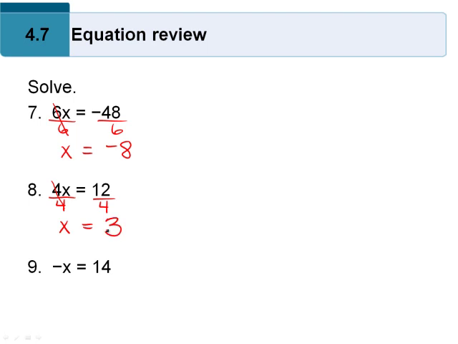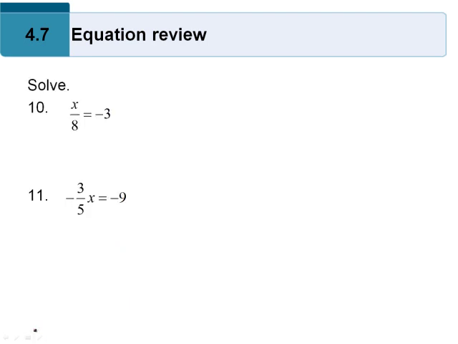Now, number 9 is kind of tricky. You've got a negative x there, and some people say, well, there's nothing to do. Yes, there is. You can't have a negative on your x. Remember that coefficient's a 1. It's kind of messy, but we need to get rid of negative 1. So we do the same steps. We're going to divide by negative 1 on both sides. Those cancel, and we get x. And 14 divided by negative 1 gives me negative 14.